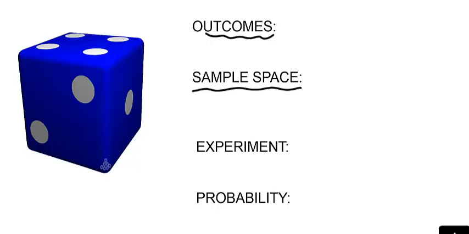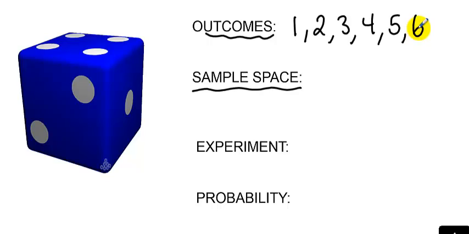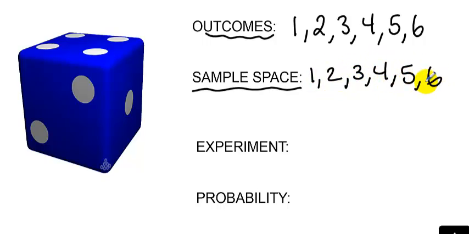Now, first of all, let's define some terms. Outcomes are the different possibilities when you roll the die. So in this case, my outcomes would be 1, 2, 3, 4, 5, and 6. So it's just listing the possibilities that can occur when you actually do the experiment. The sample space is actually just like the outcomes. It's all the different possibilities. So 1, 2, 3, 4, 5, and 6.